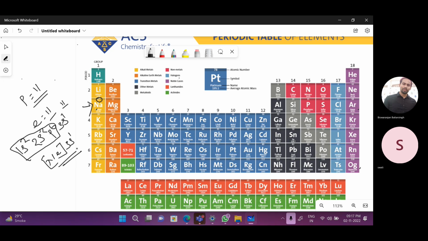So you can say from this, then magnesium, what is the electronic configuration? You can say like this: neon 3s2. Then aluminum, neon 3s2 3p1. Then 3p2, 3p3, 3p4, 3p5, 3p6.